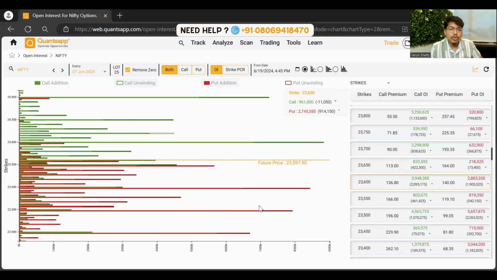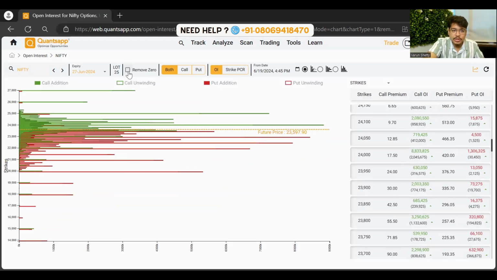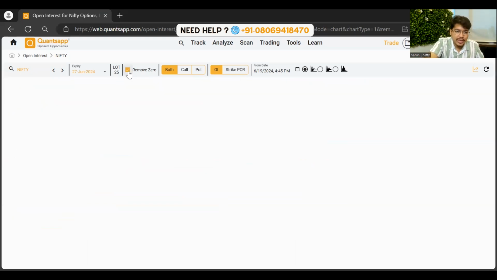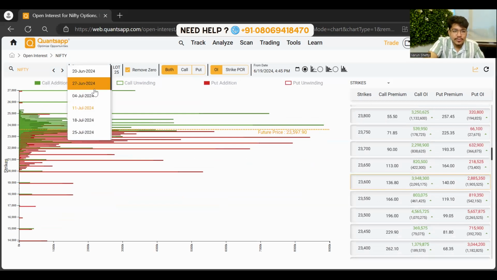Right? So just to go around the user interface a little bit, you can remove zero. Removing zero means it will remove all the strikes that have zero open interest. You can keep it, you can leave it. You can select expiry, whatever expiry you want. You can see the lot size of a particular script. You can change the script.